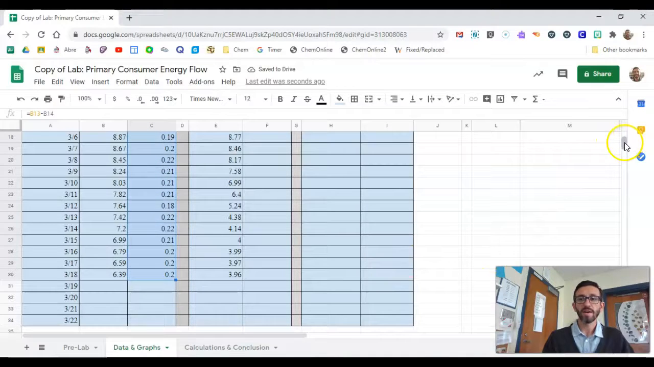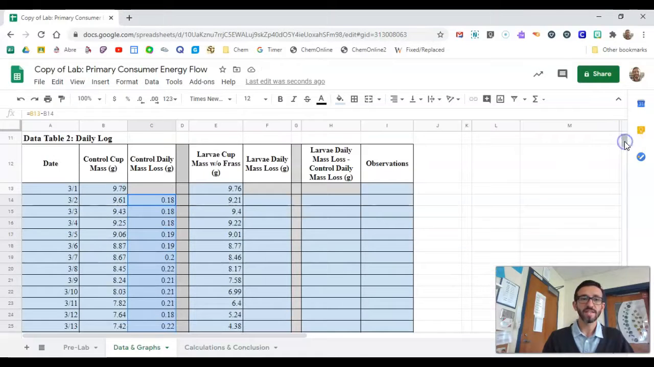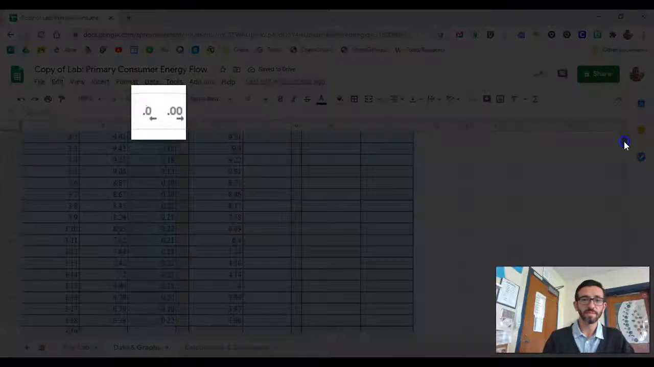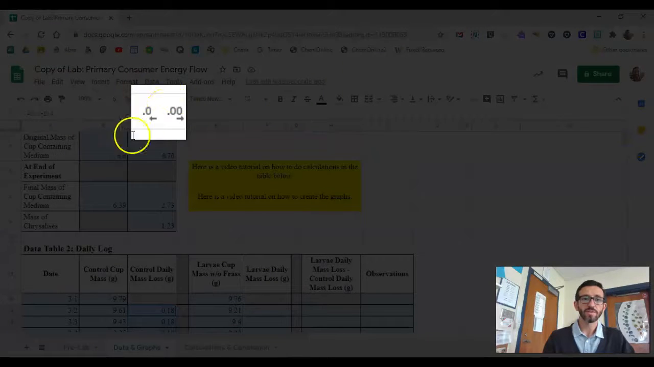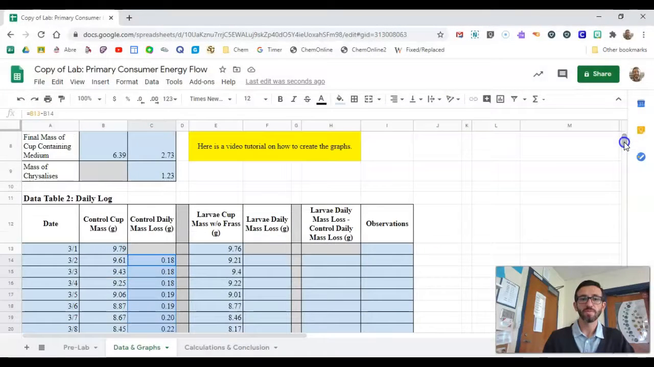Now for consistency's sake, I can keep everything to 2 decimal places, and there you go. All my answers should have 2 decimal places now. By using these buttons over here, I can make it have more decimals or fewer decimals. All right, I'm going to do the same thing here.